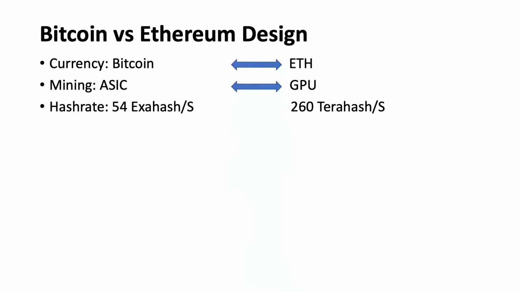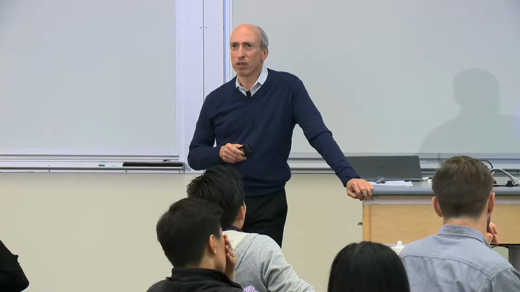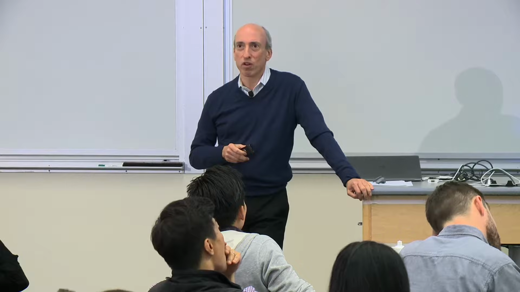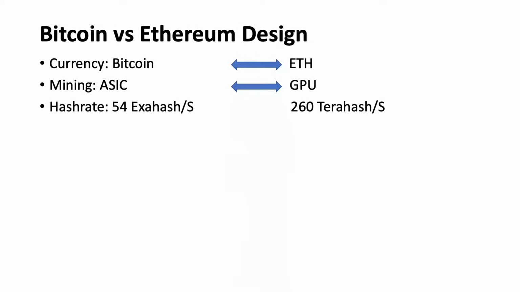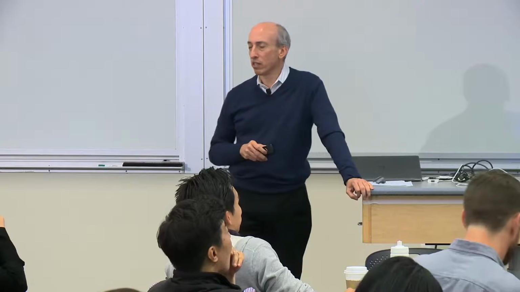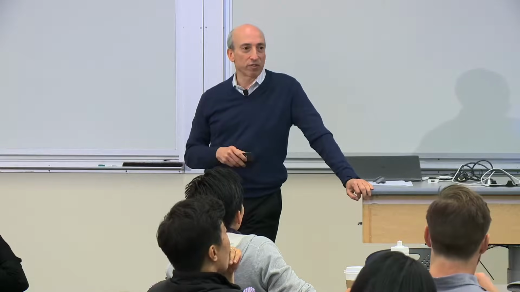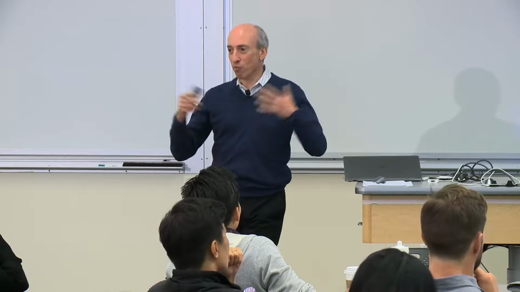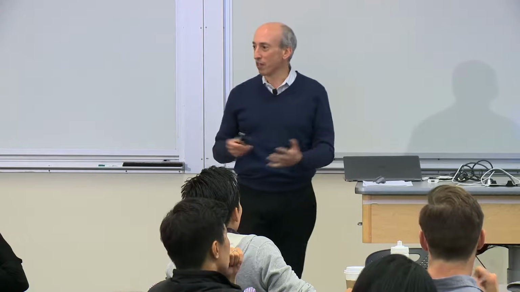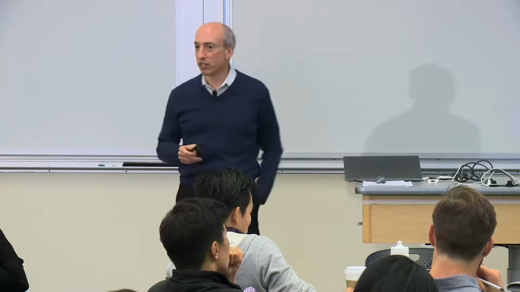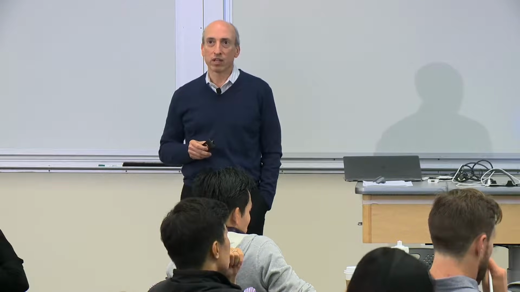The entire hash community, the entire mining community, is much smaller. In fact, I think it's about, what would that be, 200,000 times smaller. There's 260 terahashes per second as of yesterday, and the Bitcoin mining community has 54 exahashes. That means lots more computers, a lot more electricity, a lot more gnashing of teeth about resources.